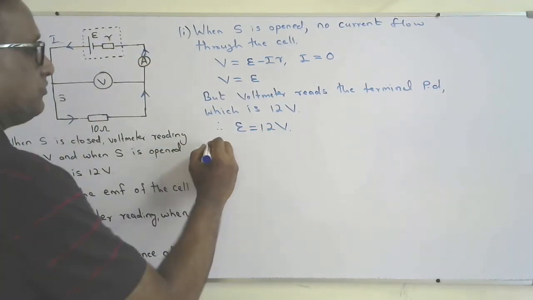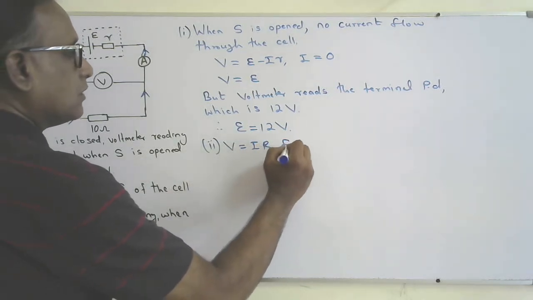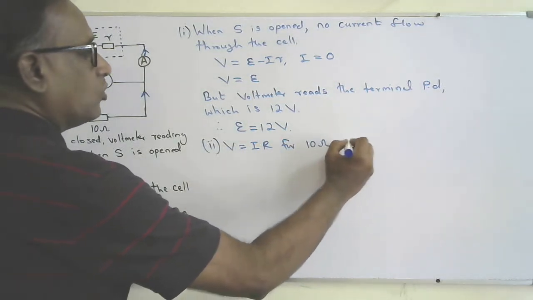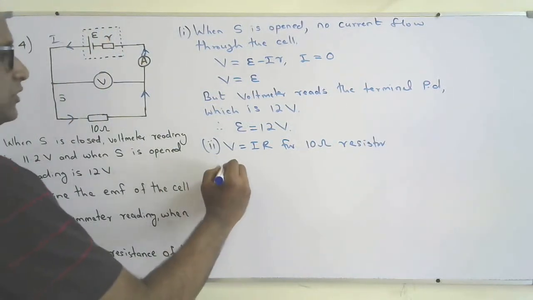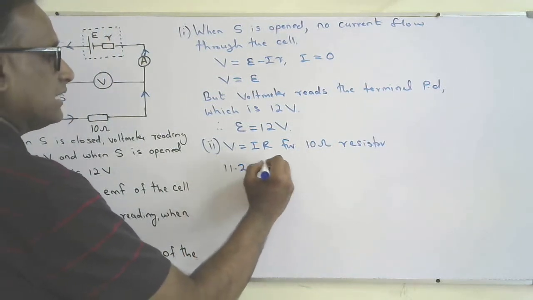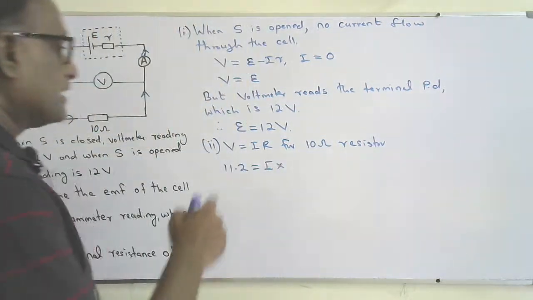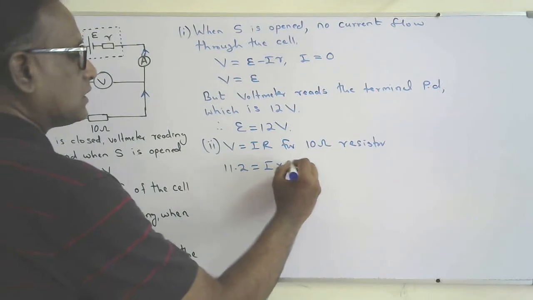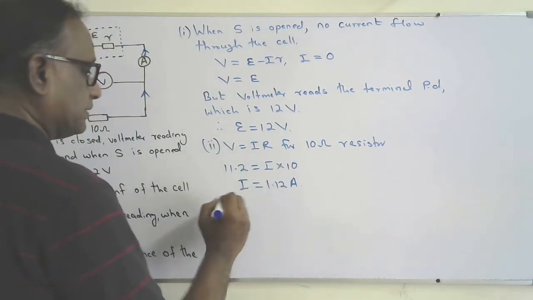So I can use V equals IR for the 10 ohm resistor. I know the voltage, 11.2. Current is what I need to find, that's the ammeter reading. And the resistance is 10 ohms. So it will be 1.12 amperes.